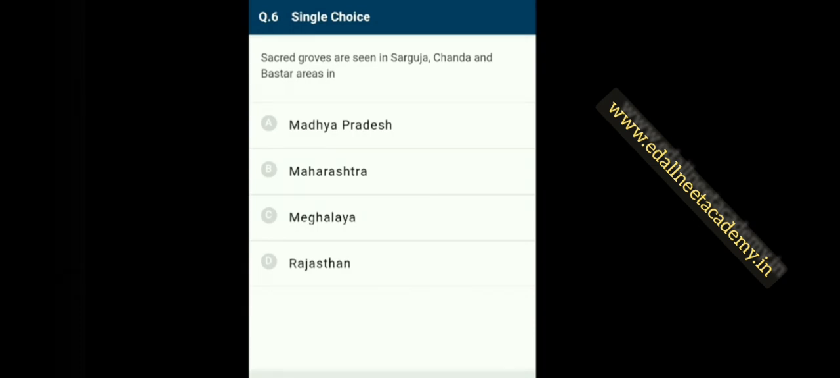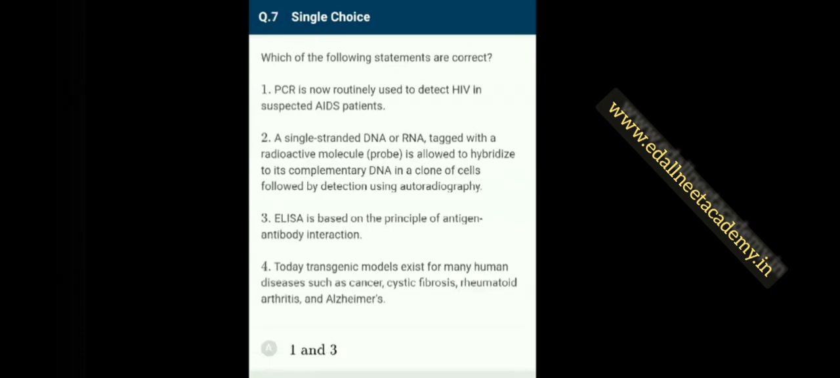In Meghalaya, the sacred groves are the last refuges for a large number of rare and threatened plants. So the answer is option A, Madhya Pradesh. Question number 7.